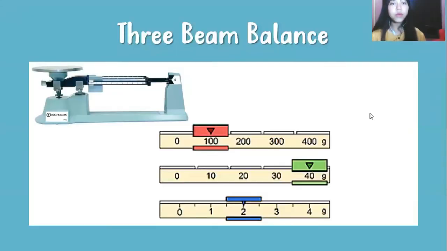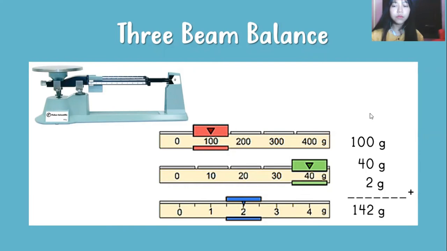And one of the way to measure mass is by using 3-beam balance. It's quite easy actually. You just need to read the 3 numbers in the 3 beams. So from the upper one, we got 100, and then the second one we got 40, and the last one we got 2. You need to sum it up, and we got 142 grams.